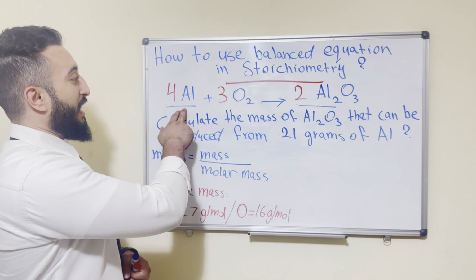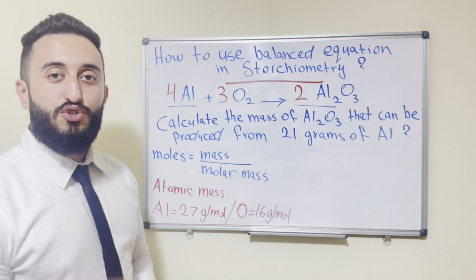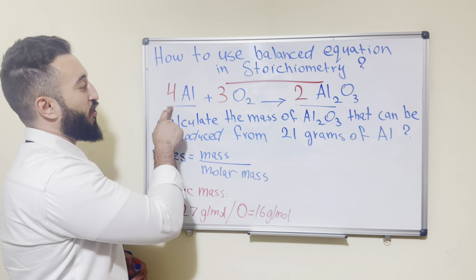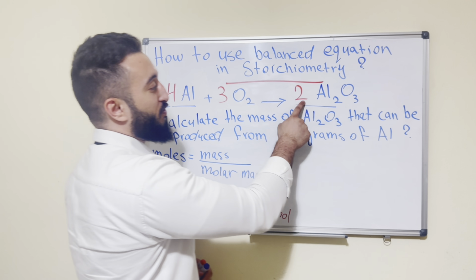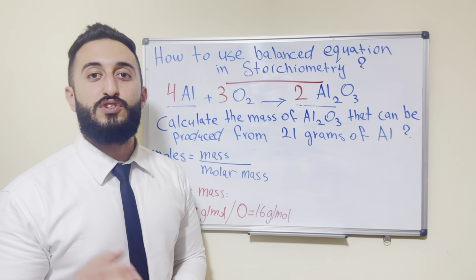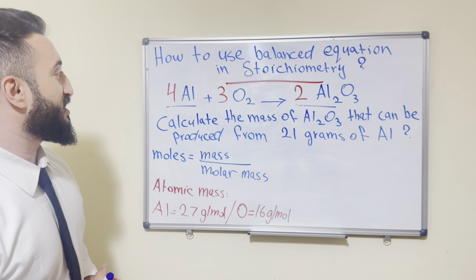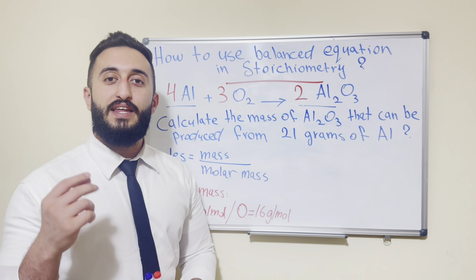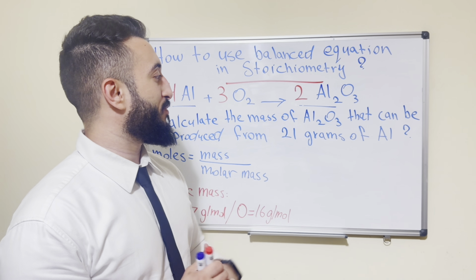But here in the chemical equation, what is the coefficient? The coefficients of the balanced equation are 4 aluminum. They will form 2 aluminum oxide. So this is the moles fraction. So the moles relationship here is 4 to 2. We need to calculate the mass of aluminum oxide.